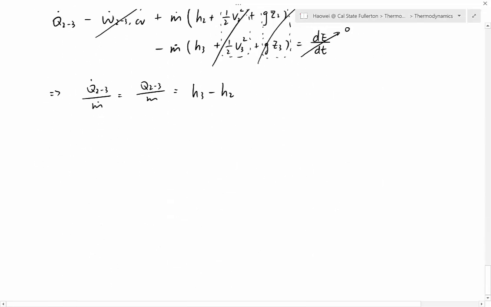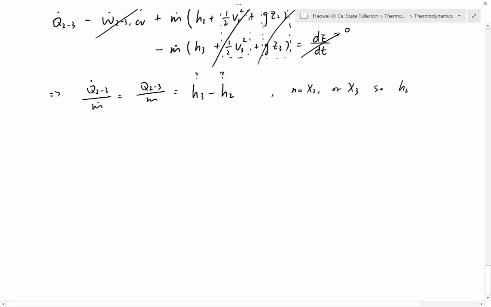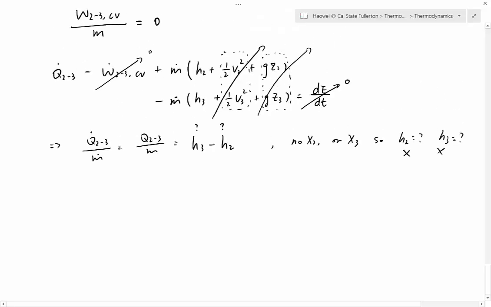So we cannot find H2 or H3 because we do not have the quality. We don't have X2 or X3, so we cannot find H2 or H3. If we cannot find H2 or H3, then we cannot find heat transfer for 223. So this method doesn't work. First law doesn't work for this case.